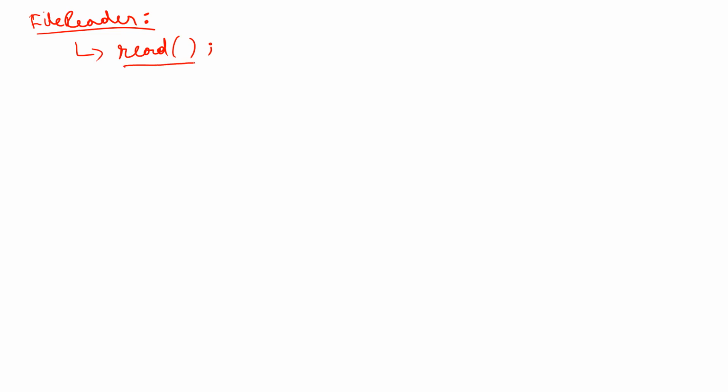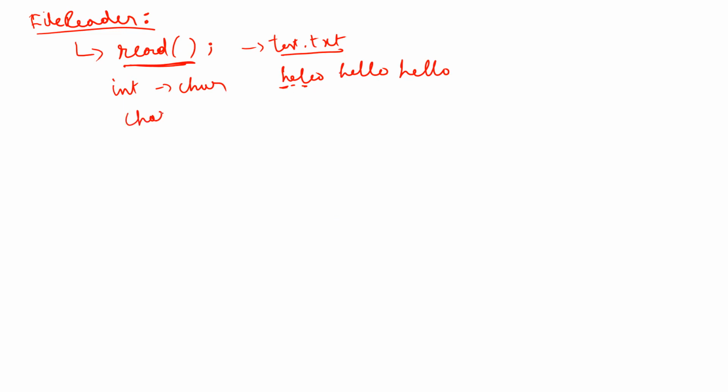This read method reads the data from the file, which in our case is test.txt, and we have hello, hello, and hello. It reads the data from this file character by character. That means first this character, then this character, and then this character, like this. But it returns the data in the form of an integer for that character. So when we are printing that, we have to cast that integer to print the character. That's one thing you have to remember.